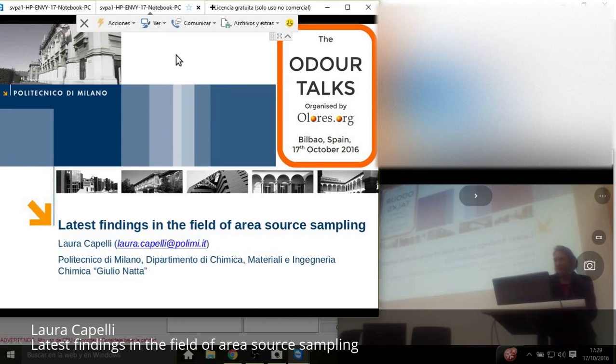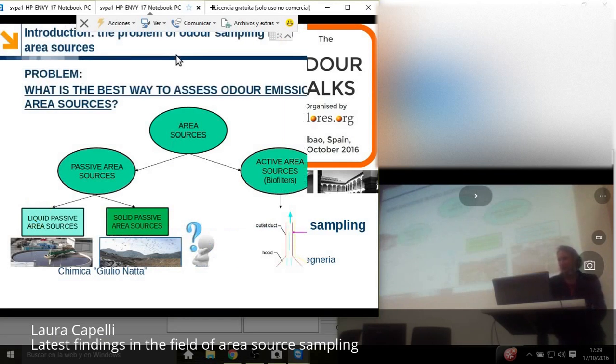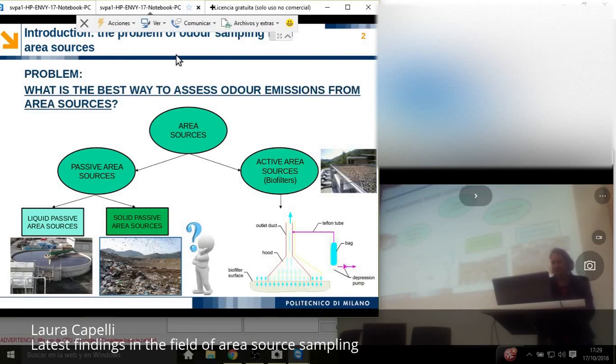Today I'm talking about our latest findings at Politecnico di Milano in the field of area source sampling. We are a university, so what we usually do is mainly research. I will address the problem of what is the best way to assess odor emissions from area sources. Point sources will not be discussed here, as you all know, they are not problematic at all. It's maybe too simple, but they are quite easier to be sampled than area sources.